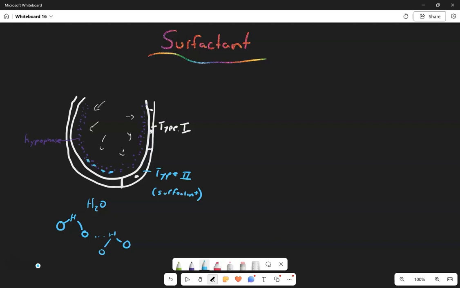So when they do that, right, these water molecules are going to want to pull this alveolus closed, because what it wants to do is it wants to minimize the spaces in between the waters, and the way that it does so is by minimizing this total sort of distance or area, right? So it's going to sort of want to recoil that alveolus.